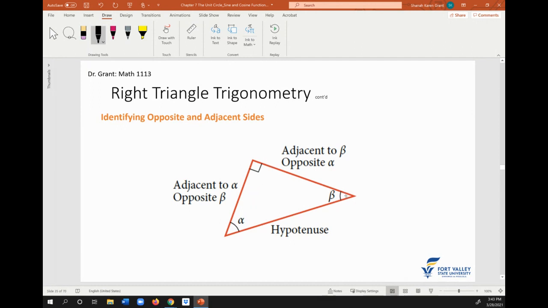The opposite side is the side that is facing the angle. So for instance, this side here is opposite from B. So we say that this is opposite for B. But it is adjacent to this side. So the side here is adjacent to B. Likewise, this side is opposite from alpha.